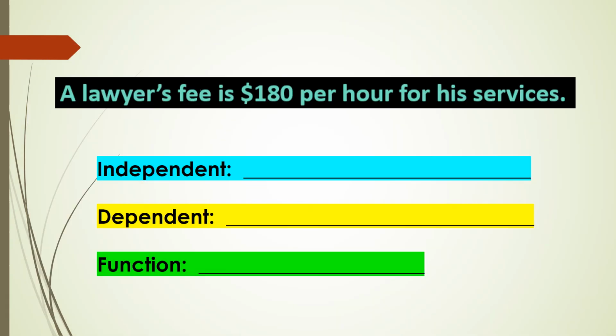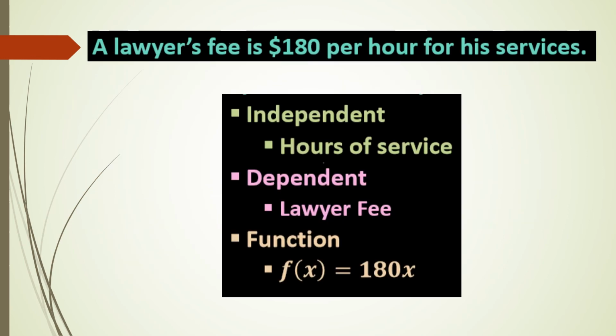Now in this scenario, you have a lawyer's fees at $180 per hour for his services. Identify the independent and dependent quantities and see if you can come up and write a function for this scenario. On this slide, you will see the independent quantity that you're looking for is hours of service. Dependent is the lawyer's fee, and the function, you would write it as f of x equals 180x. So this lawyer is getting paid $180 per hour, and so 180 is your rate, and your x would be the number of hours that you would be working.